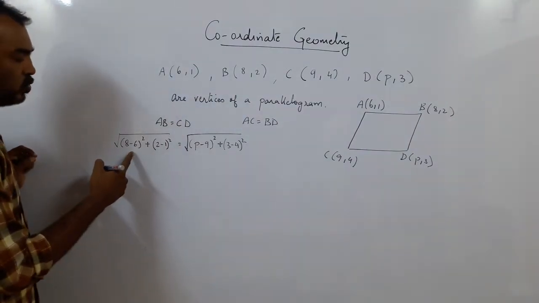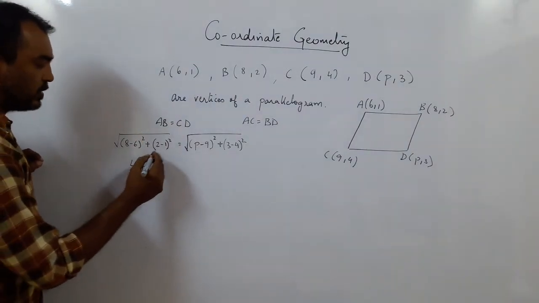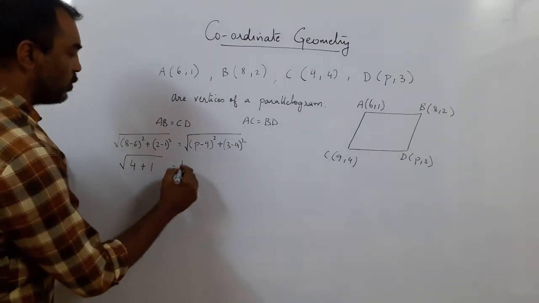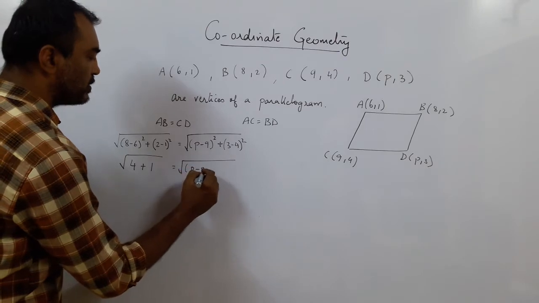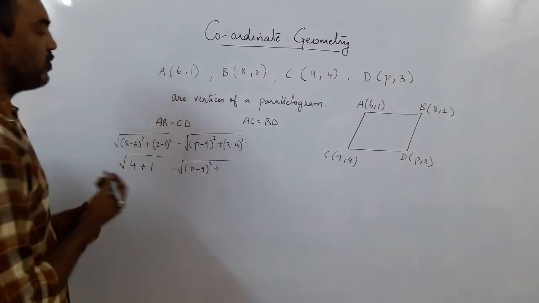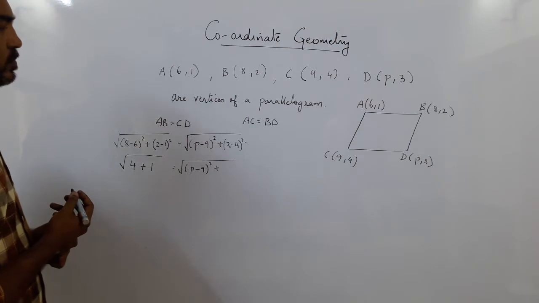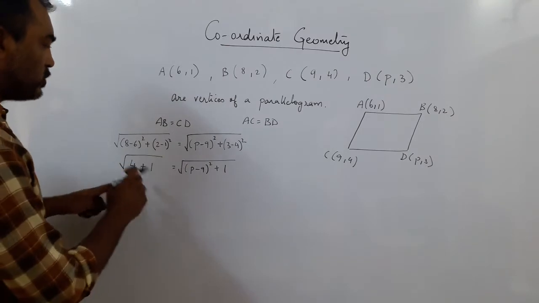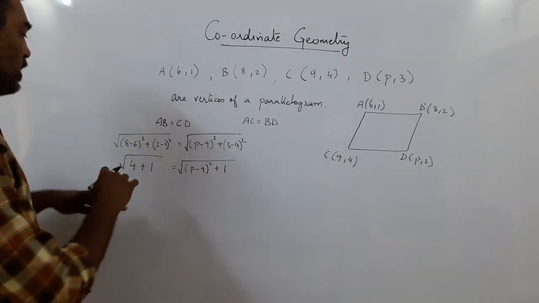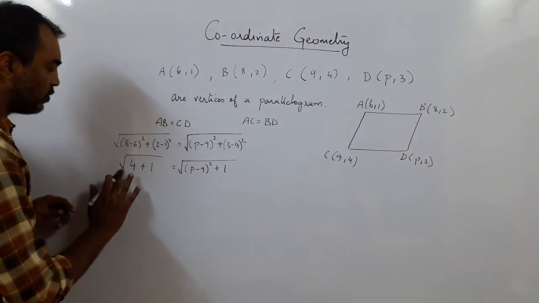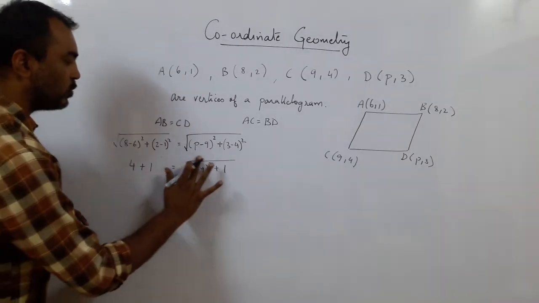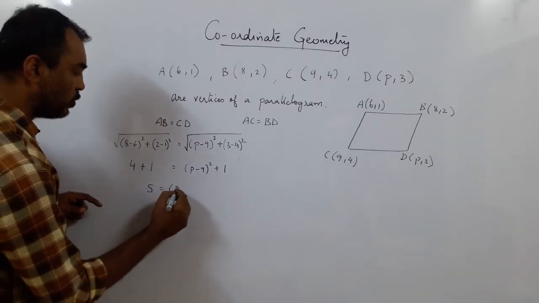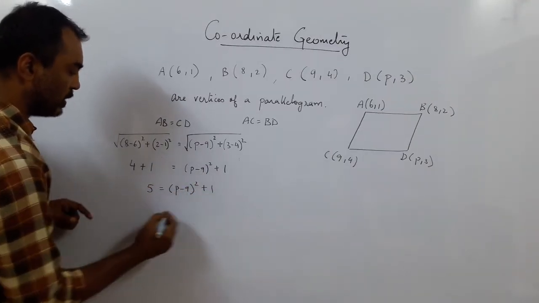So 8 minus 6 is 2, 2 square is 4, plus 2 minus 1 is 1, 1 square is 1, equal to p minus 9, I keep as it is, 3 minus 4 is minus 1, the whole square is 1. Now you can see there is a square root on both sides. So let me take off the square root. Square both the sides. What are we left with? 4 plus 1, 5, equal to p minus 9 the whole square plus 1.